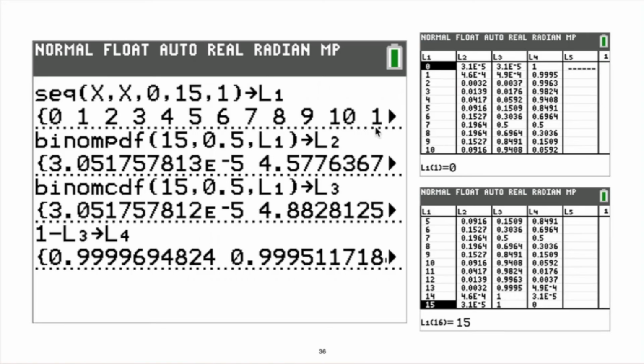Then in the second column, list 2, I've got values of the binomial PMF. These are the probabilities associated with each of the values in the sample space. In the third list, list 3, I've got values of the CDF, the accumulated probabilities. And in the fourth column, L4, I've got 1 minus the CDF. So you can see here that, for example, 1 minus 0.1509 is 0.8491, and so forth.